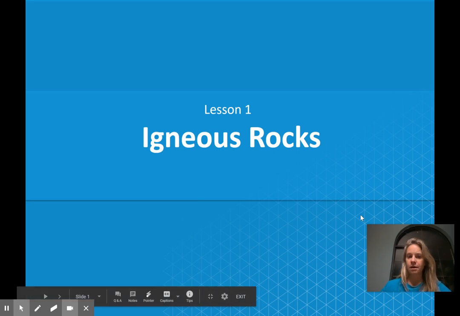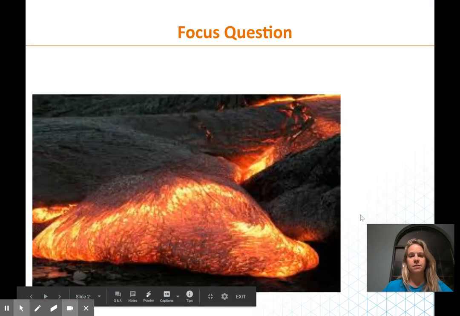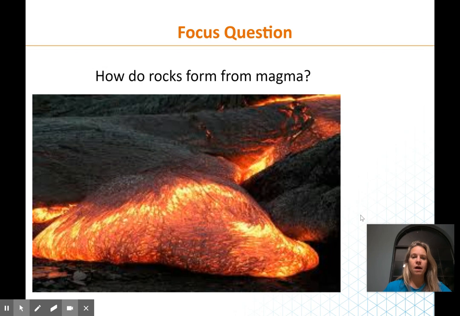All right, so this is lesson one, igneous rocks. So basically, how do rocks form from magma? Magma is molten rock that's underground, and lava is molten rock that's above ground. Rocks form from magma underground, cooling very slowly because they haven't erupted onto the surface.